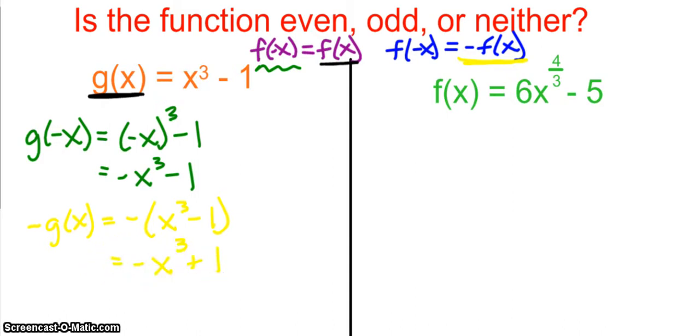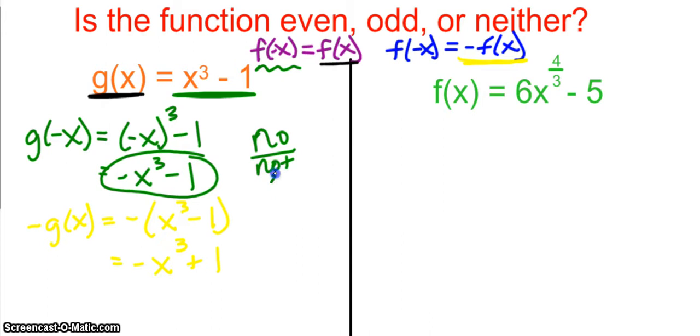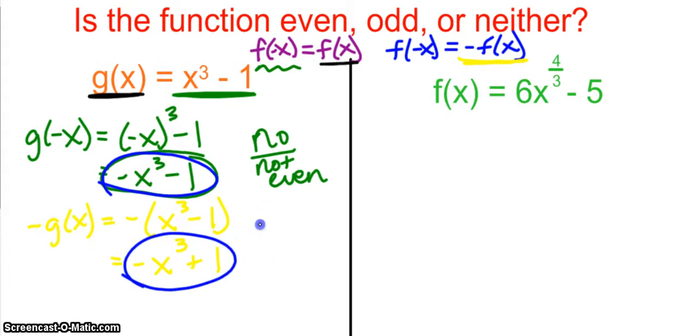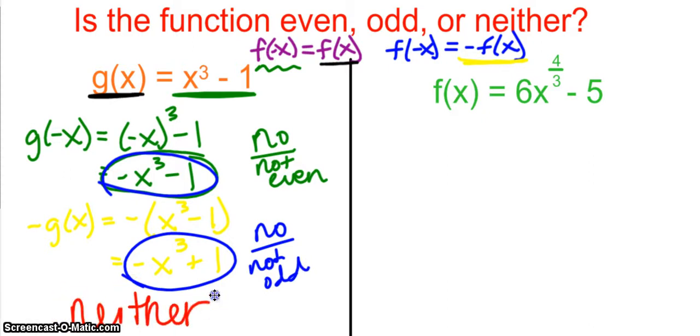Alright, so now let's go ahead and compare them. Is f of negative x, is this right here equal to this? No. So that means it's not even. Is f of negative x equal to negative f of x? The answer is no. So it's not odd either, in which case this function is neither.